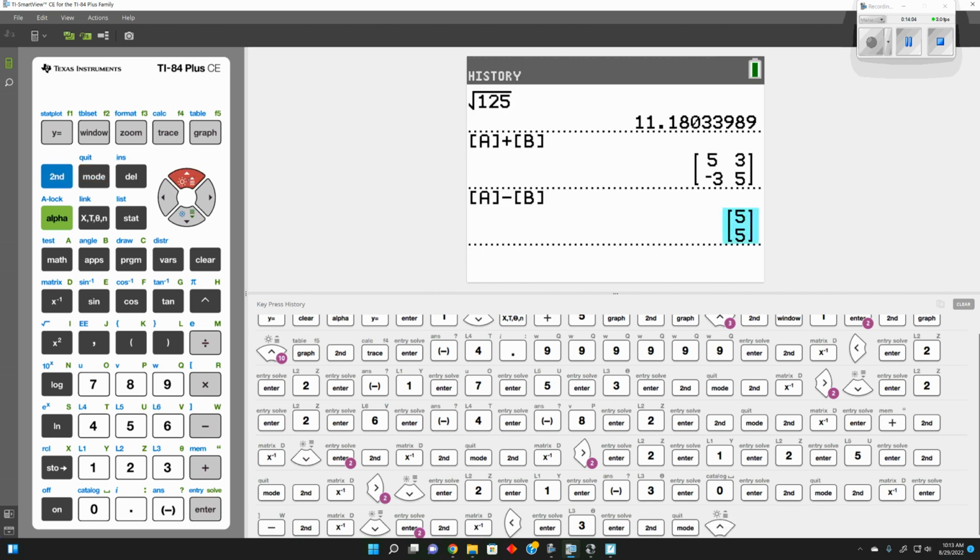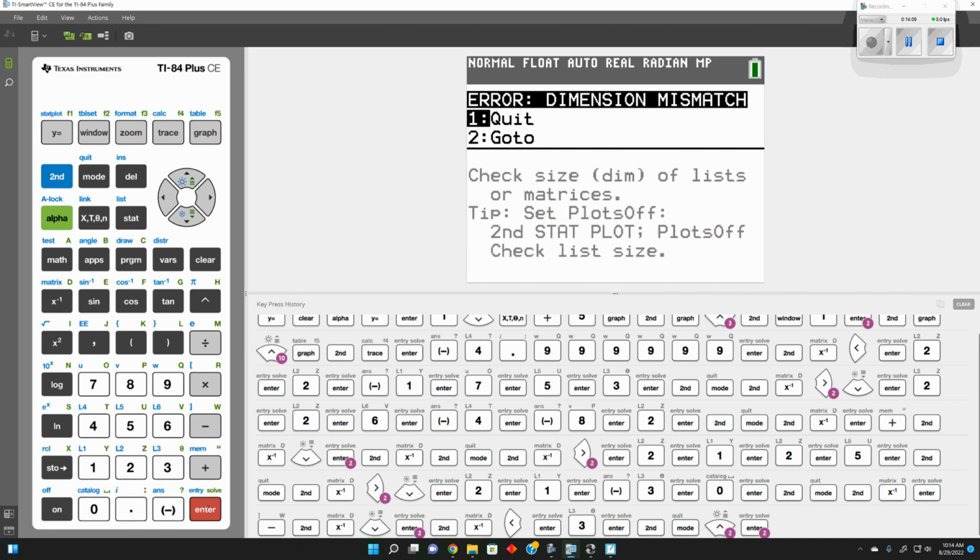Second quit, enter. Dimension mismatch. It does not work. So even if we plug it in and it won't work, the calculator will tell us this does not work.